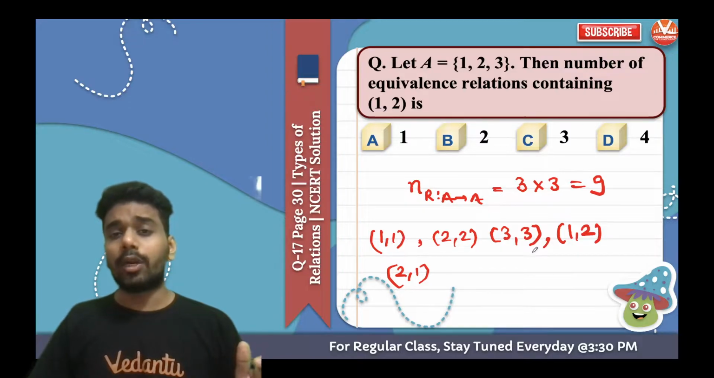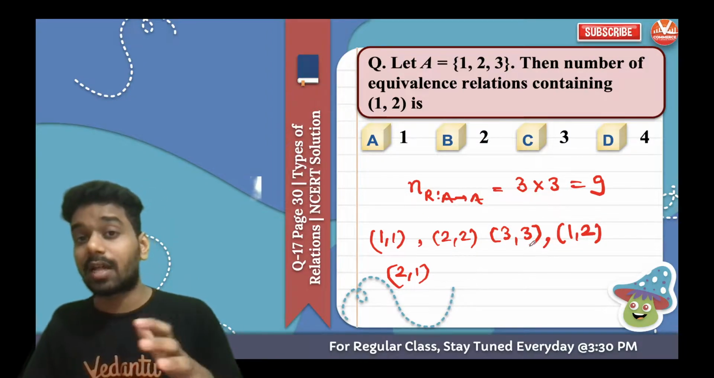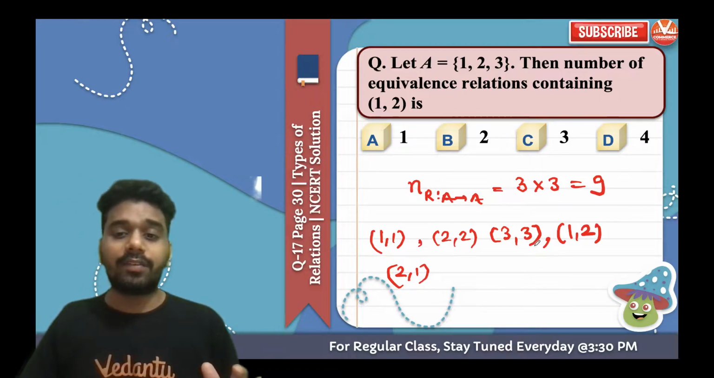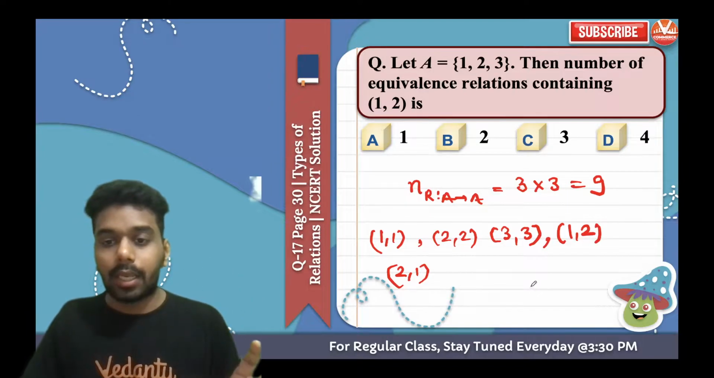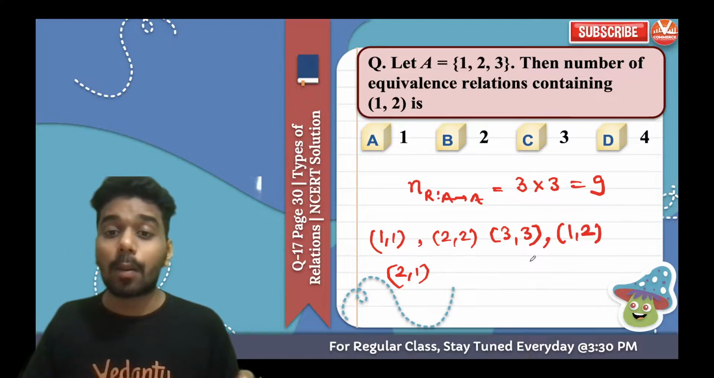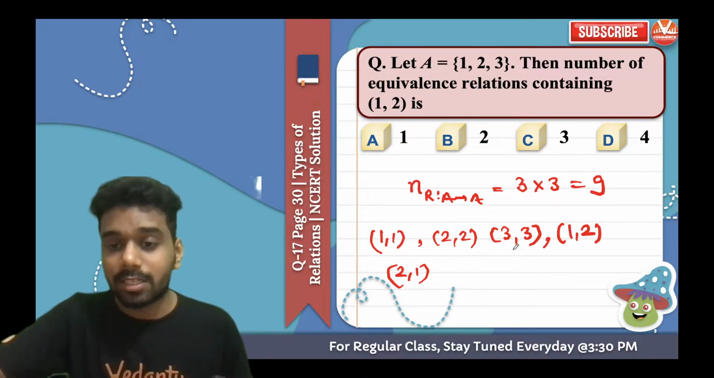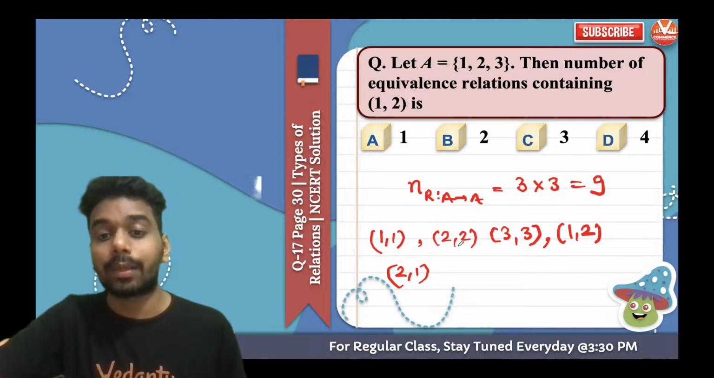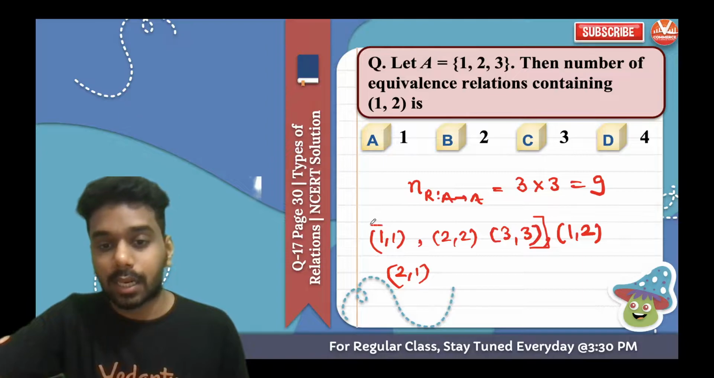Now if you want to check the condition of transitivity, what does transitivity say? If there is an ordered pair A comma B and B comma C, there must be A comma C. And I also said never check for A comma A. Never check for these 1, 1, 2, 2, 3, 3. Never check these ordered pairs for transitivity.